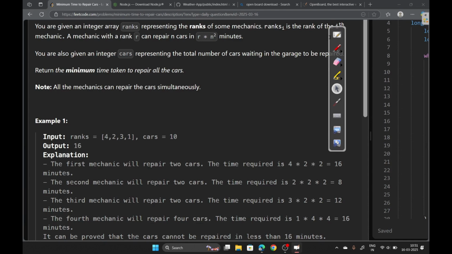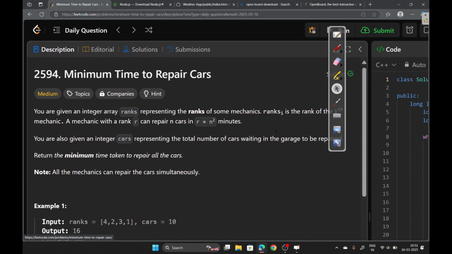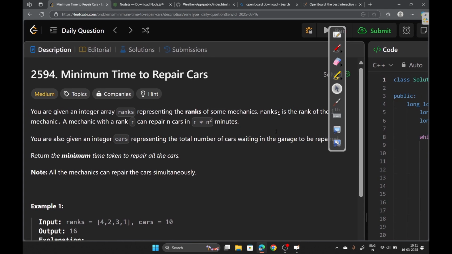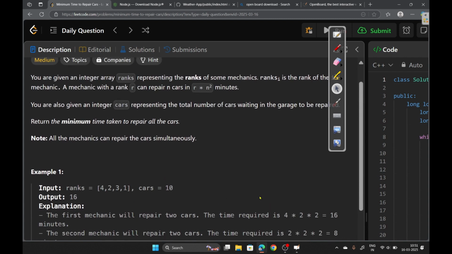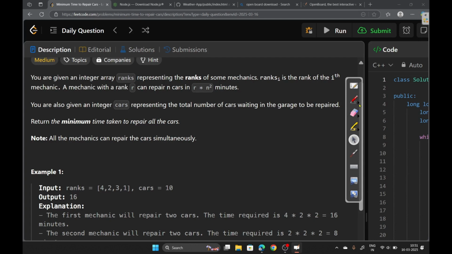Okay, so here is the question. The question is minimum time to repair cars. Let us understand the question first. You are given an integer array ranks representing the ranks of some mechanics. Rank i is the rank of the ith mechanic.